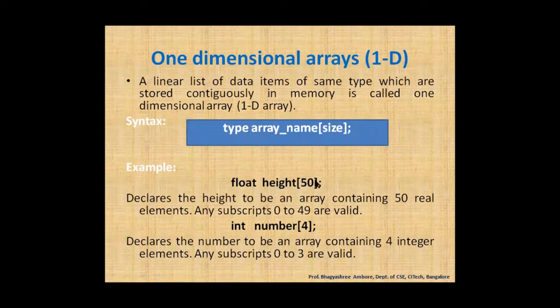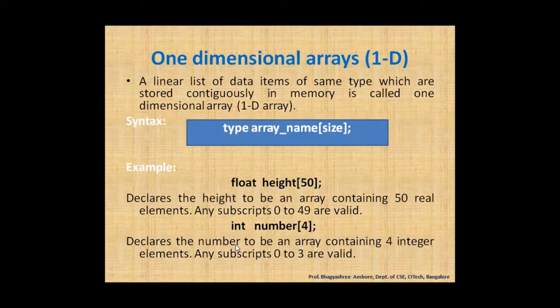For example, float is a data type, height is an array name, and I have considered 50 students. So total data, how many values are there? 50 values are there. What it does, it declares the height to be an array containing 50 real elements. Any subscript from 0 to 49 is a valid subscript.